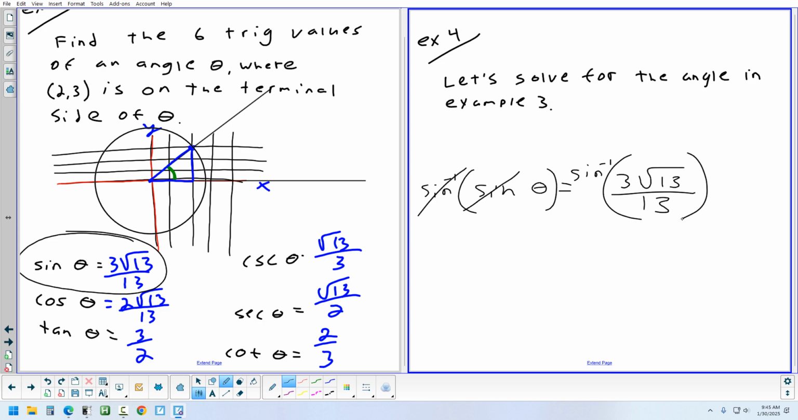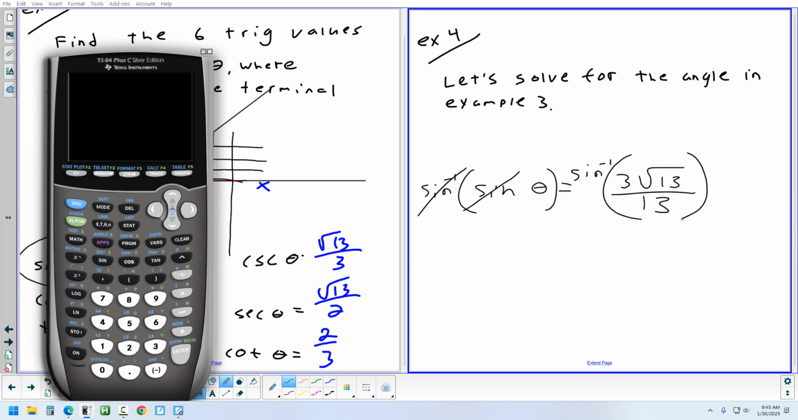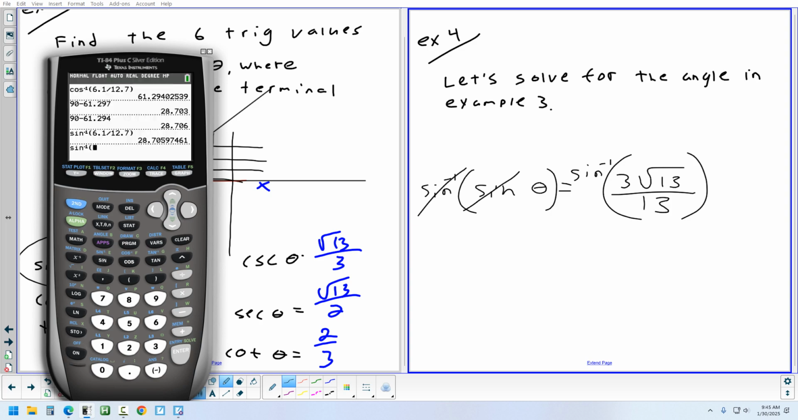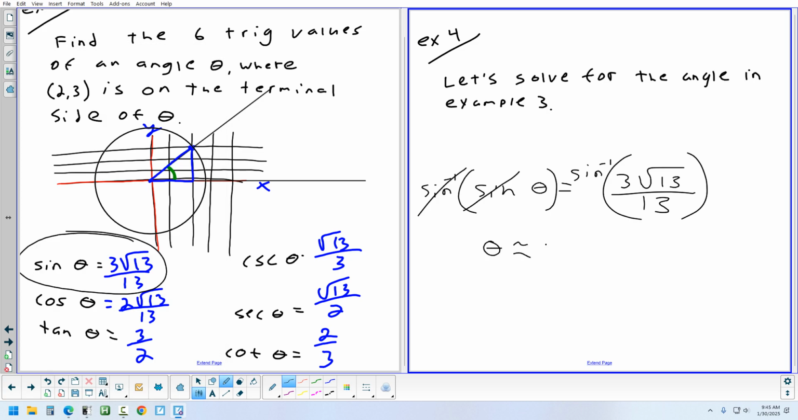And do you have to do it with inverse sine? No, you could use one of these other ones, but I would recommend sticking with that. So the inverse sine of 3 square root of 13 divided by 13 gives me an angle of 56 point, we'll call it 31 because it rounds up, 56.31 degrees. And there's your angle. Any question on how I figured out the size of the angle from example 3?